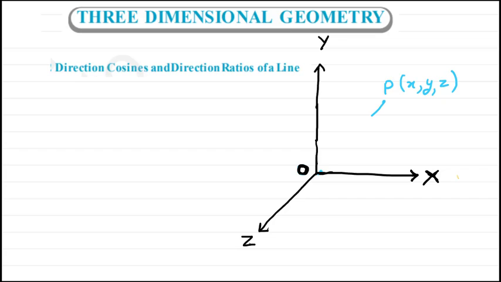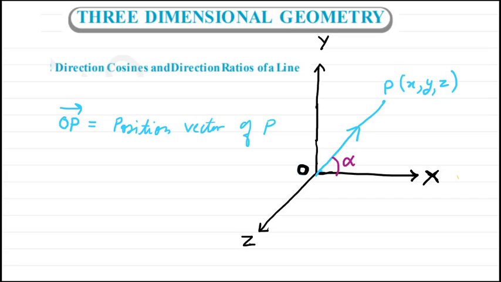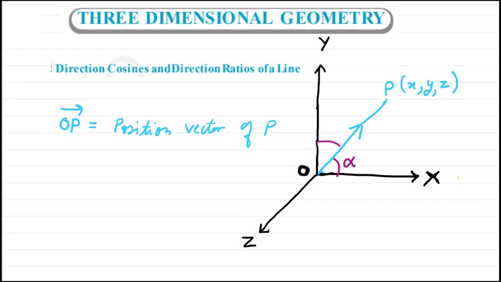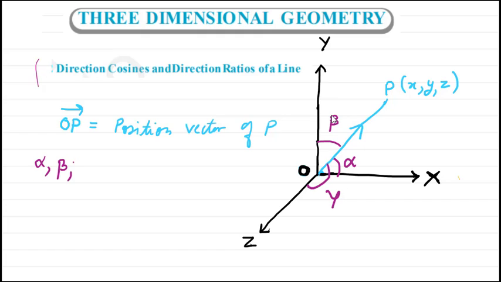Now this OP is the position vector of P. Let's say it is making angle alpha with the positive direction of the x-axis, this vector OP is making angle beta with the positive direction of the y-axis, and also this OP is making angle gamma with the positive direction of the z-axis. Then these alpha, beta and gamma are called direction angles.